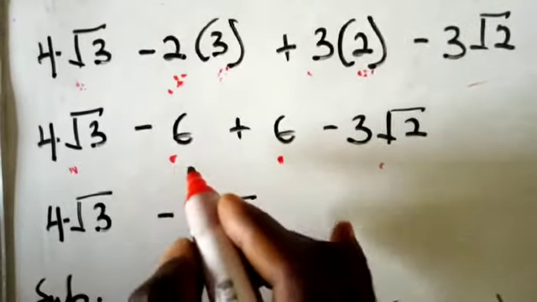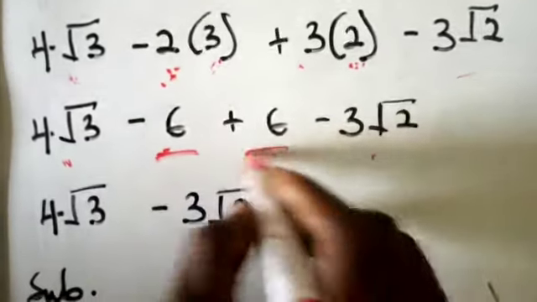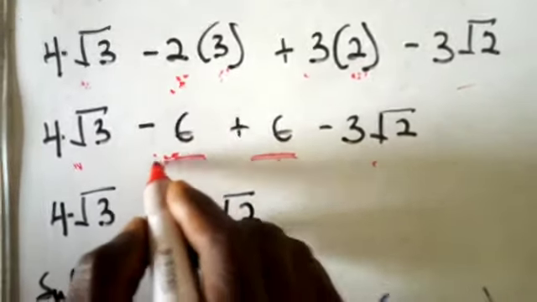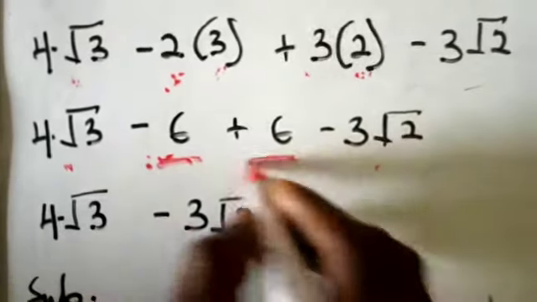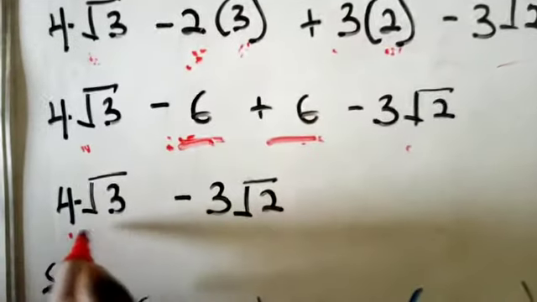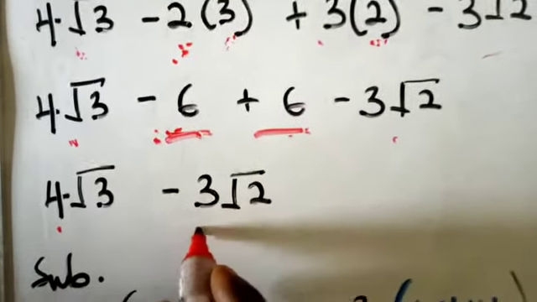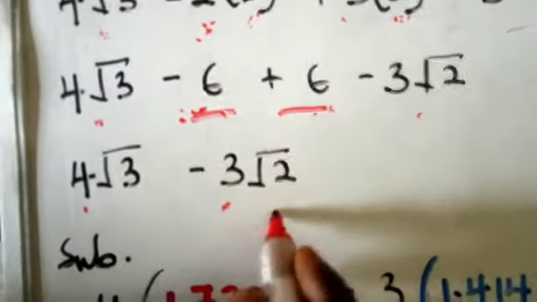Then what will happen? I can see a friend here. Is that okay? So this guy and this guy will go away. Can you see that? Because of negative 6 steps forward and then 6 steps backwards, we are still where we started. So this guy will cancel out. Is that okay? So we are left with what? 4 root 3 minus what? 2. Sorry, minus 3 root what? Root 2. It's okay. So this is our final answer for the first part.